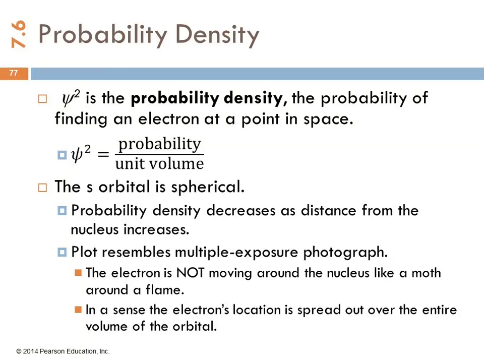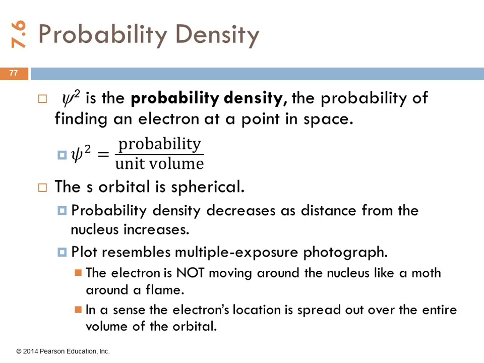Psi squared is the probability density, which means the probability of finding an electron at a point in space. So that equals probability divided by unit volume. The s orbital is spherical. The probability density decreases as the distance from the nucleus increases.